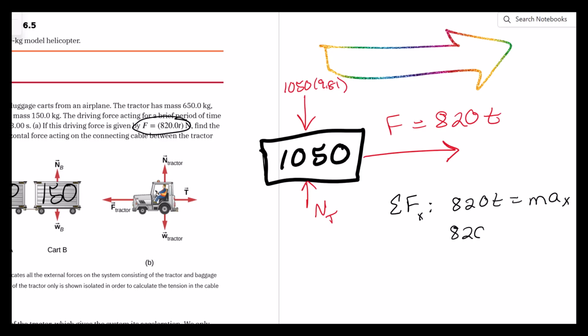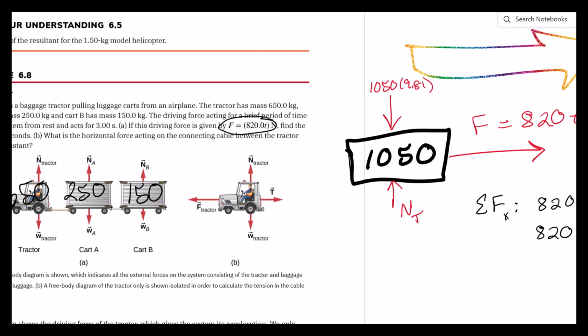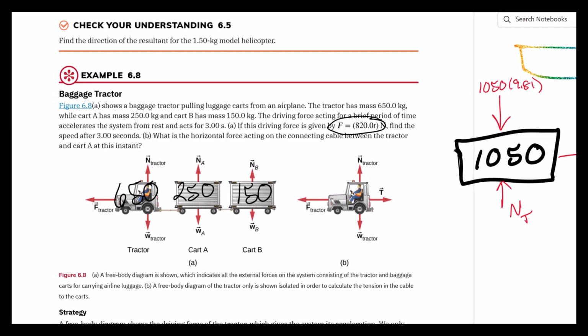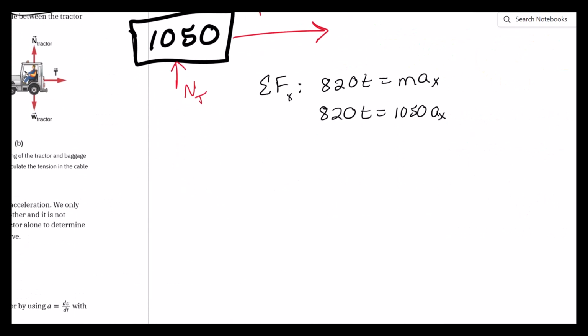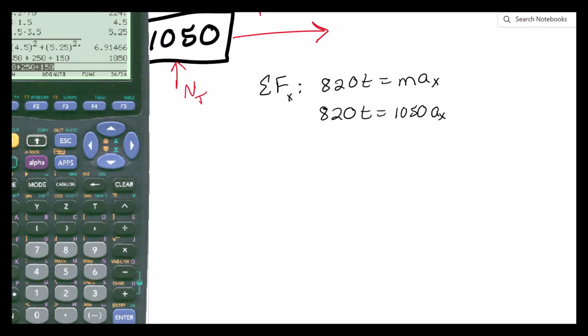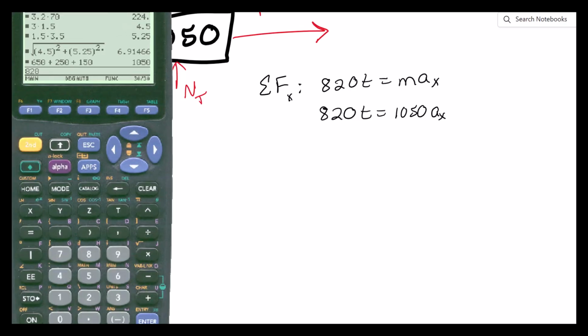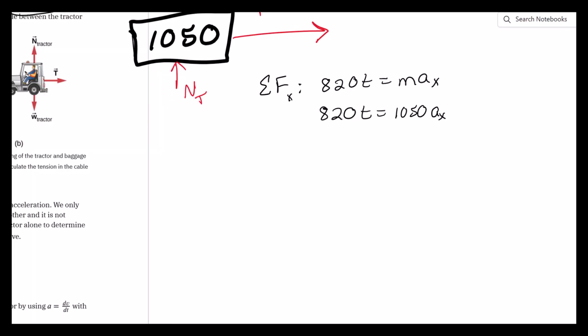I'm just going to hope that the math works out. The mass was 1050, and I don't know the acceleration. It just said that it acted for 3 seconds. Okay, this is where you have to know things. First of all, let's see if I can make these numbers prettier. Does 1050 divided by 820 look pretty? 105 over 82, that's it? Okay, so I'll make those go away.